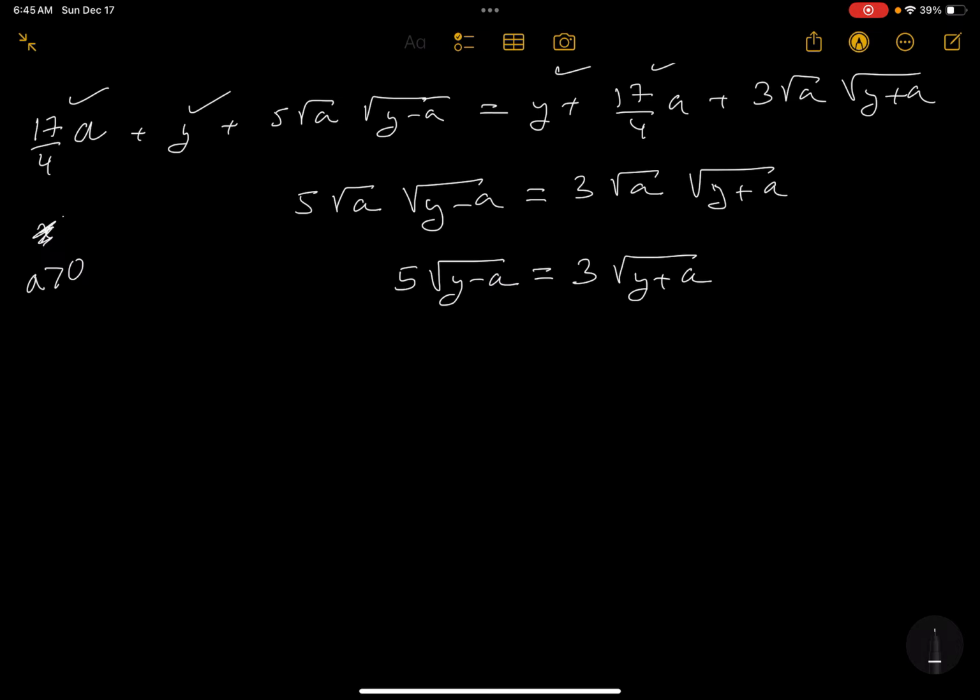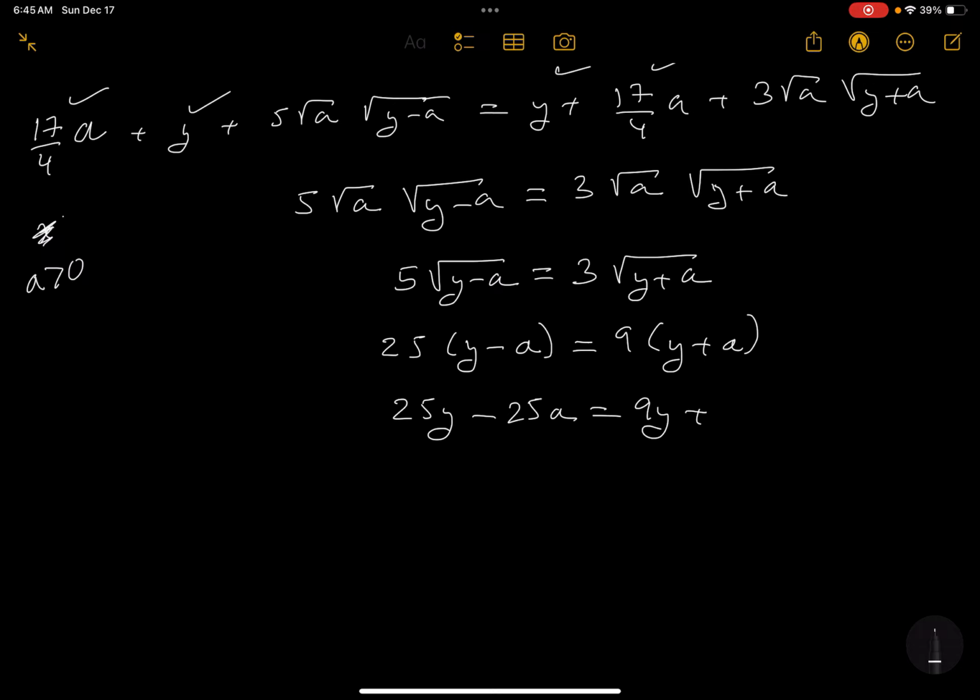And now I'm going to square both sides. And if you do that, you get 25 times y minus a. And over here you can get 9 y plus a. Remember, a is a parameter and y is the unknown in the problem. So you get 25y minus 25a equals 9y plus 9a.